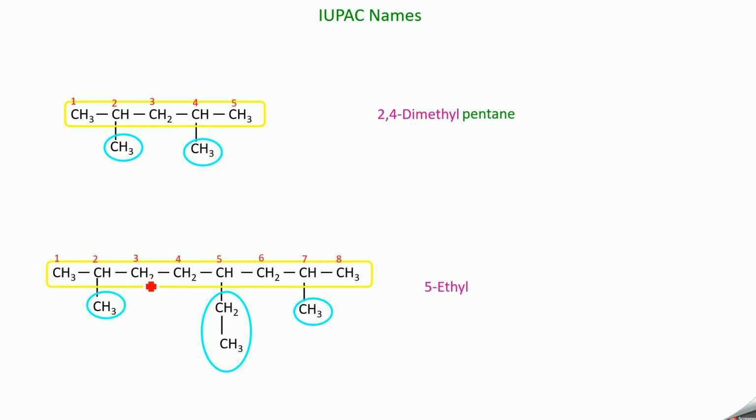And then the 2nd and the 7th carbon, they will contain methyl groups. So since we have 2 methyl groups, we can write it as dimethyl. So 2,7 dimethyl. And the longest chain contains 8 carbons and it's a saturated compound, so octane. So 5-ethyl 2,7 dimethyl octane. So oct is the root word, ane is the suffix, and this 5-ethyl 2,7 dimethyl is the prefix. So this is how to write the IUPAC name.